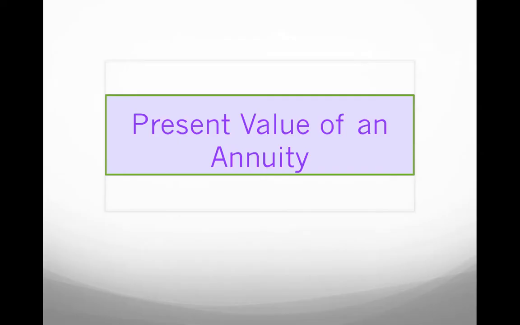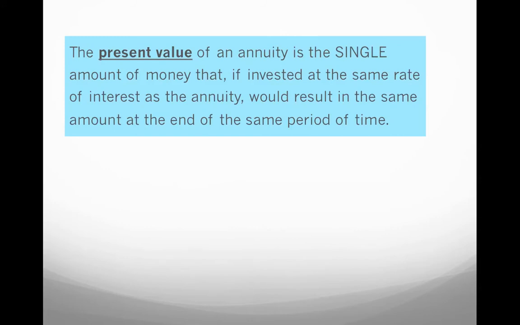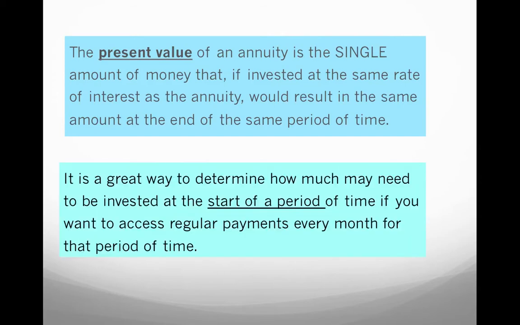Today we look at the present value of an annuity. The present value refers to the single amount of money that, if invested at the same rate of interest as the annuity, would result in the same amount at the end of the same period of time. It's a great way to determine how much may need to be invested at the start of a period of time if you want to access regular payments every month for that period of time.